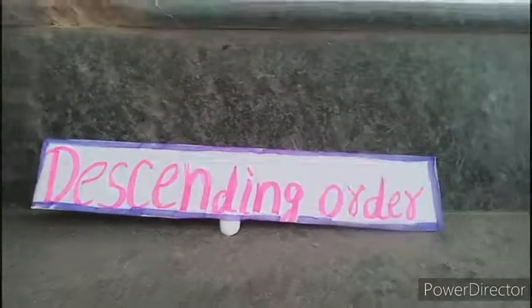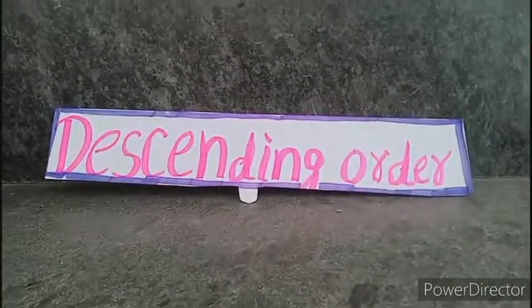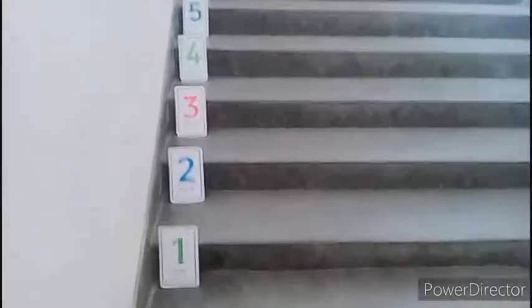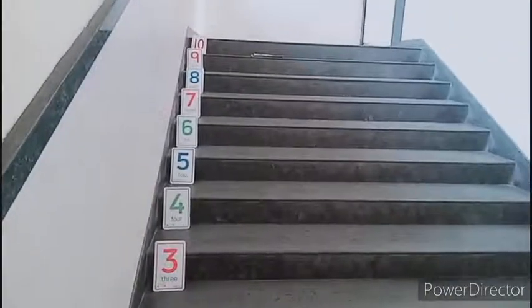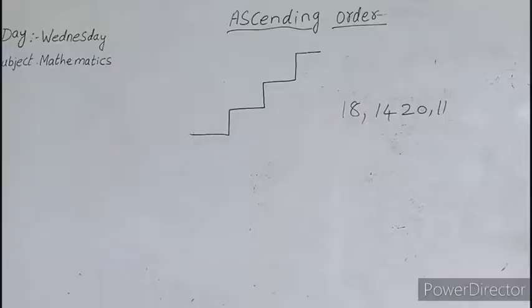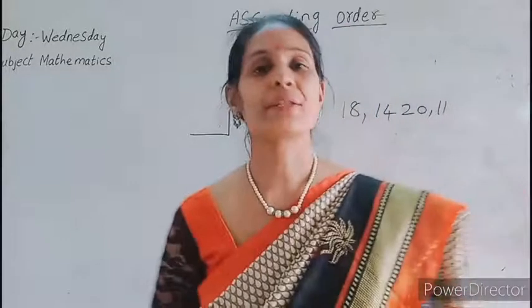Now we will see the descending order, that is big number to small number. 10, 9, 8, then 7, 6, 5, 4, 3, 2, then 1. I think you have understood, big number to small number, that is descending order. I hope you all enjoyed the activity well.